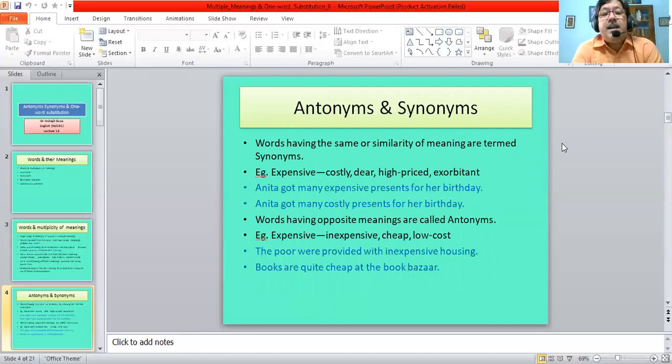For example, Anita got many expensive presents for her birthday. So the presents were highly priced. Anita got many costly presents for her birthday. We can also say that.